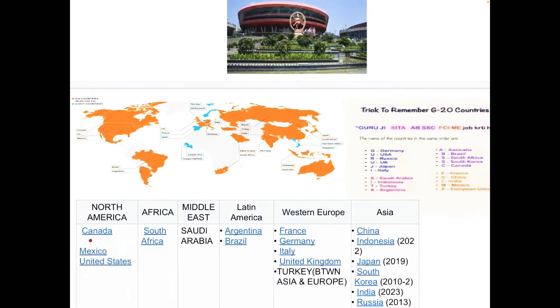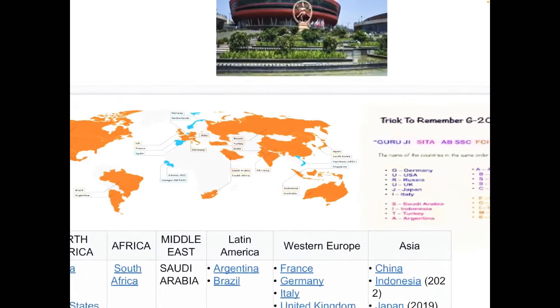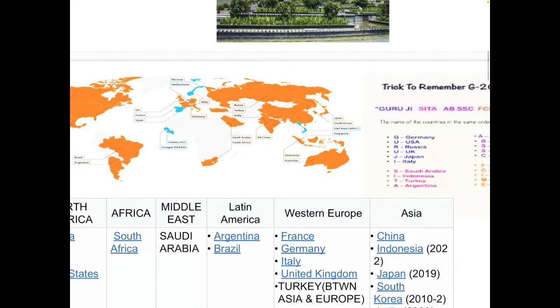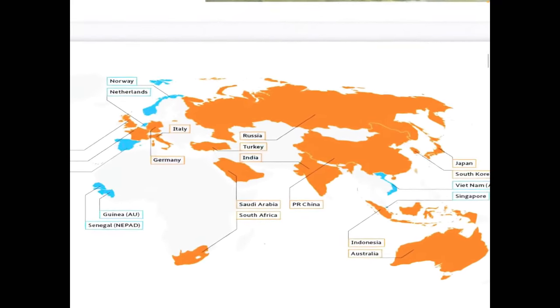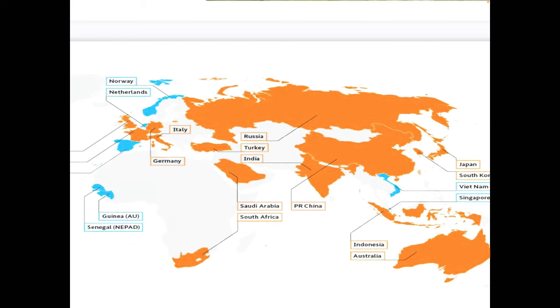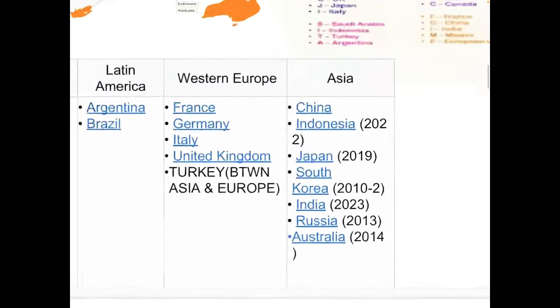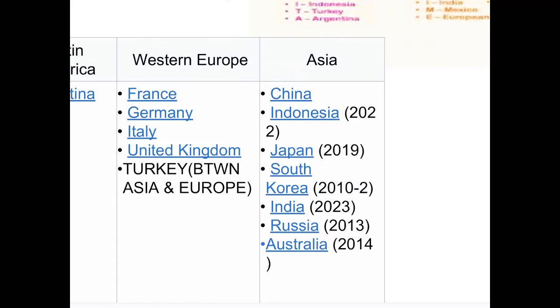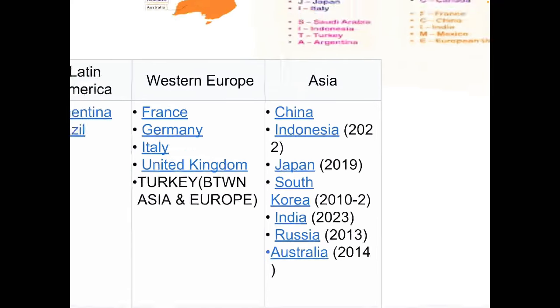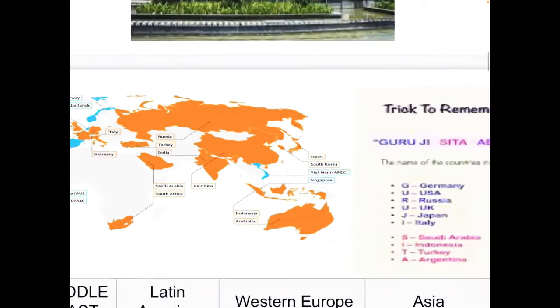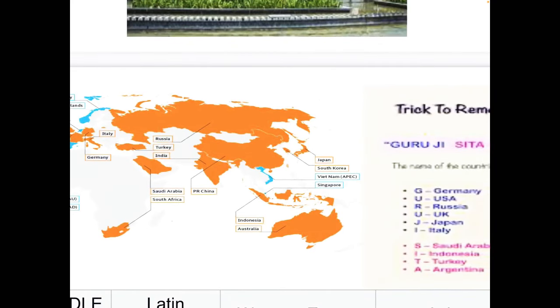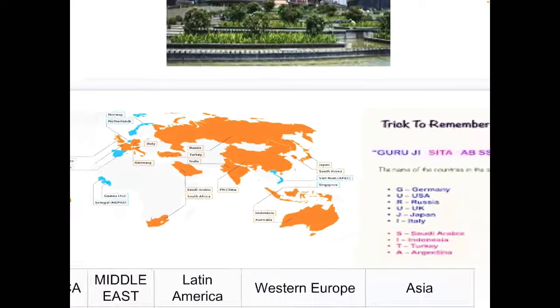And Turkey. As you can see here, Turkey lies between Asia and Europe. And there are many countries from Asia, all those popular countries you can see here: China, Indonesia, Japan, South Korea, India, Russia, and Australia, shown in this particular map.